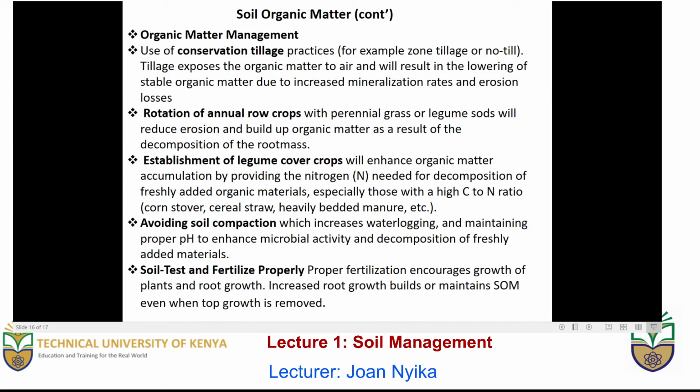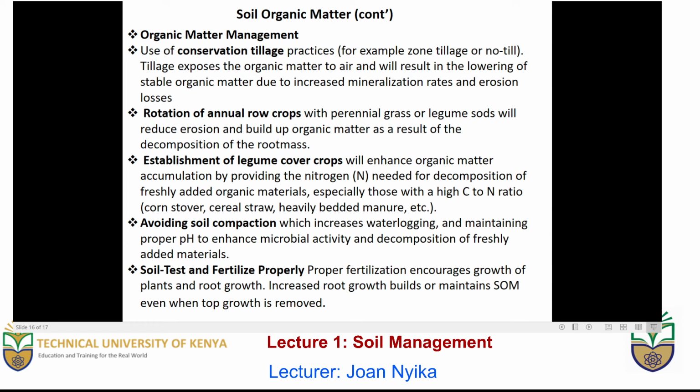Here are some suggestions. Number one is what we call conservation tillage. That is what we refer to as minimum tillage. Ensure you do not disturb the soil. Ensure you lower the number of times you till a shamba or a farm. This will ensure that the microbes found in soil, which are useful in soil organic matter formation, are not disturbed. It will also ensure that compaction is reduced as much as possible.